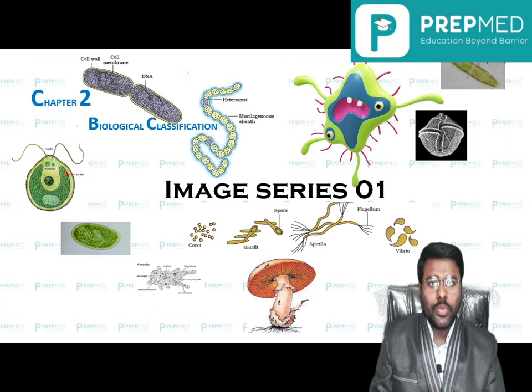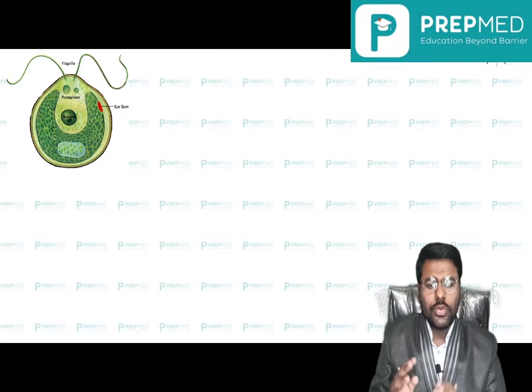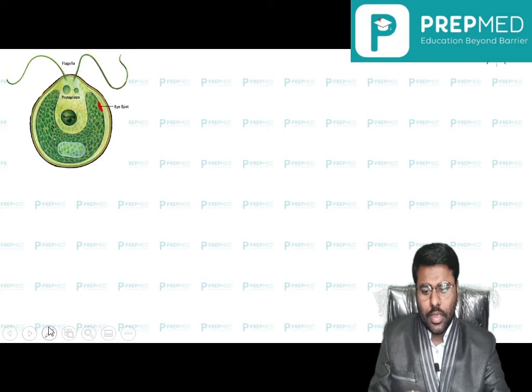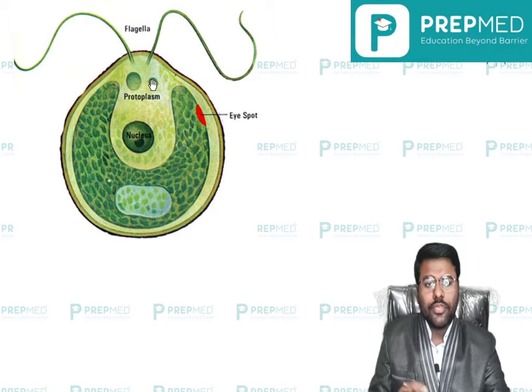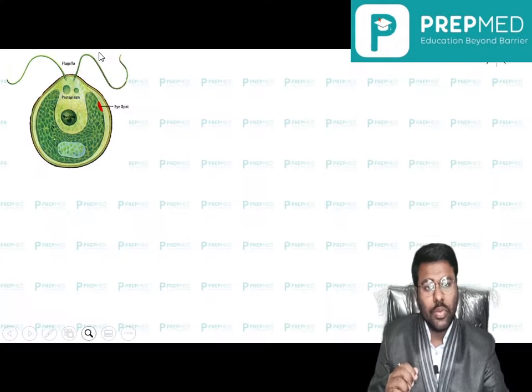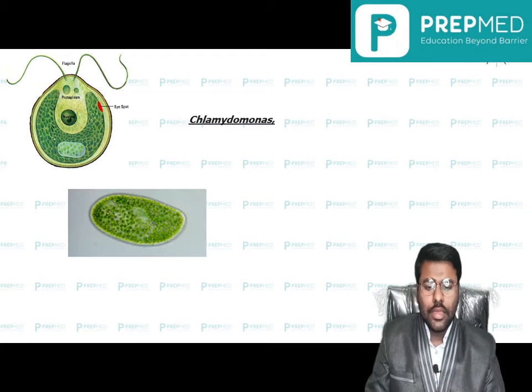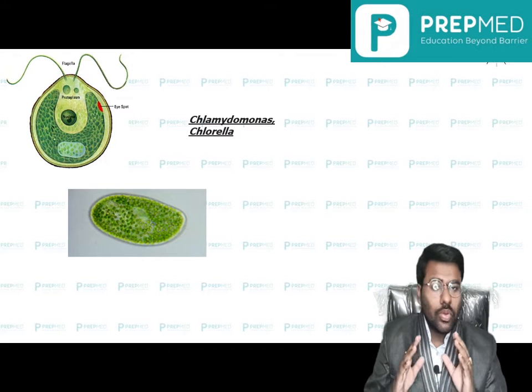Let's start with slide number 10. If this image comes in your exam, first of all, the red area is the eye spot. This is the nucleus, and this area is the protoplasm, and there are two flagella. This is actually Chlamydomonas. Now coming to the next picture, this picture is actually of Chlorella.